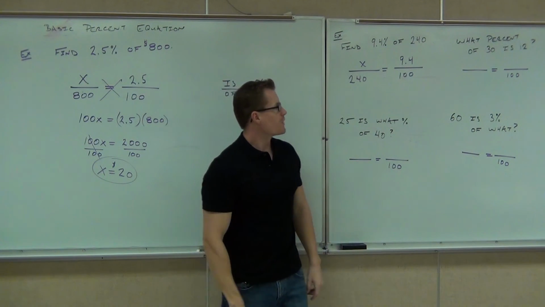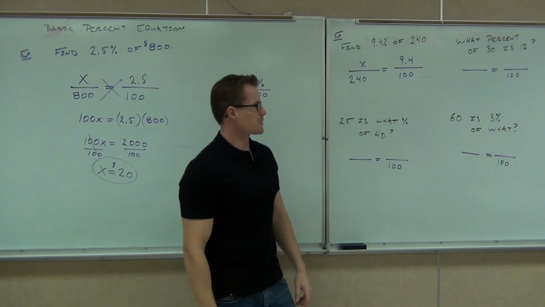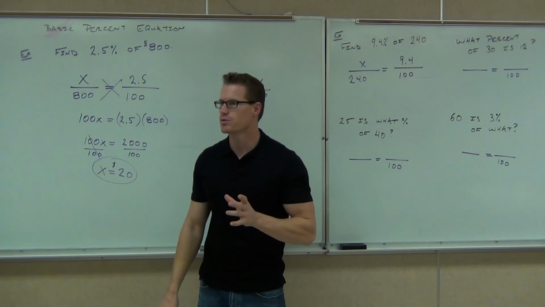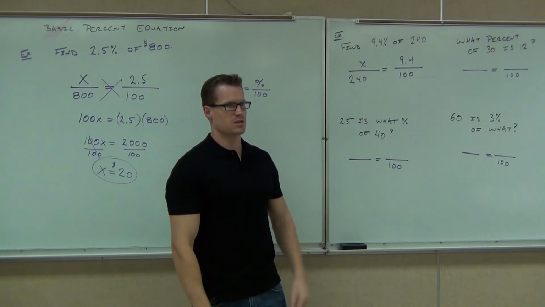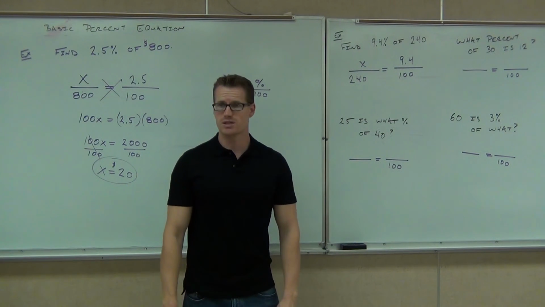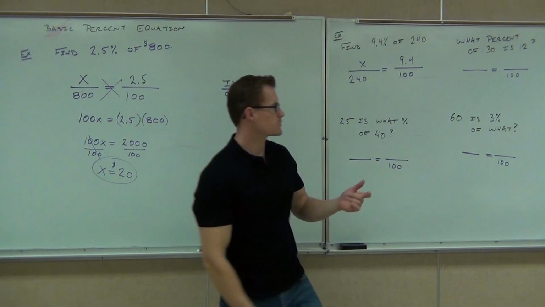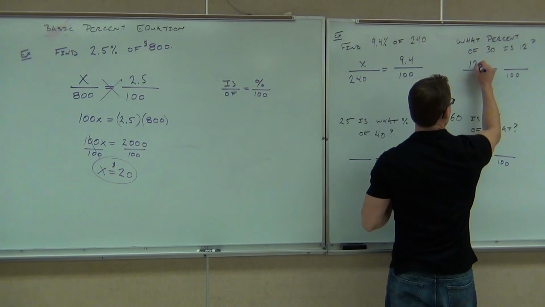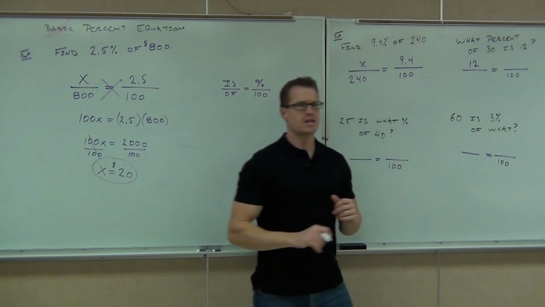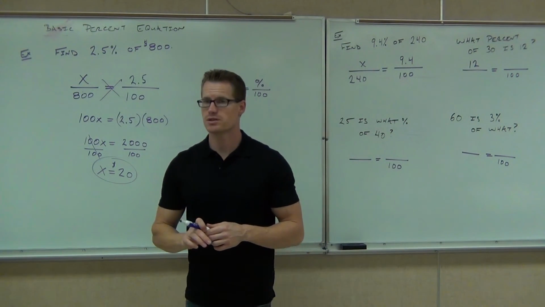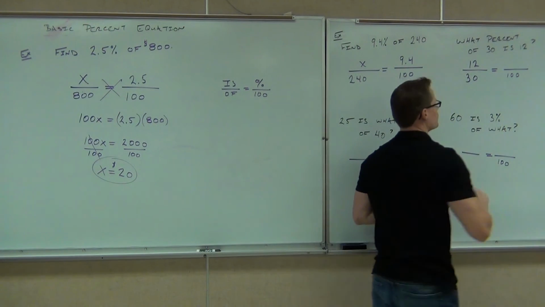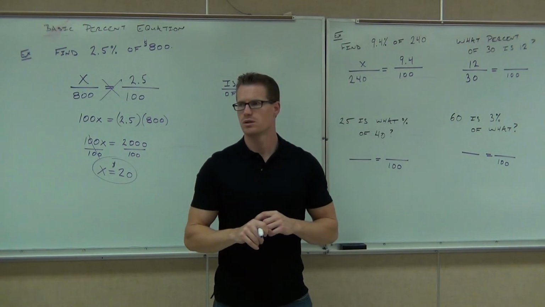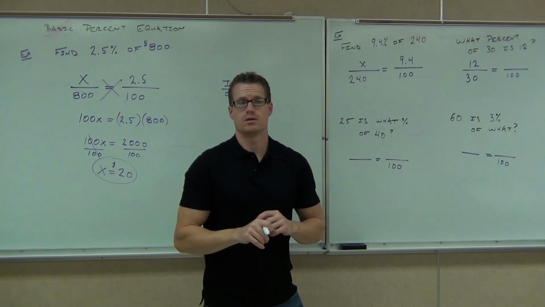Good, all right. The other one, what percent of 30 is 12? You got to really read through these. Notice your words. What is the is here? 12. 12 is the is. It says is 12. So 12. Do you see an of? 30. 30 is the of. Sure, it says of 30. What's our percentage? X.